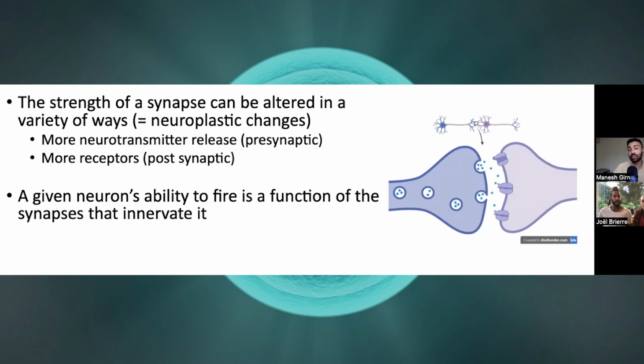And in addition to that, a given postsynaptic neuron's ability or tendency to fire is based on all the different presynaptic neurons that innervate it or that connect to it. And so it's like all the synapses combined on a given neuron determine whether it's going to fire or not.